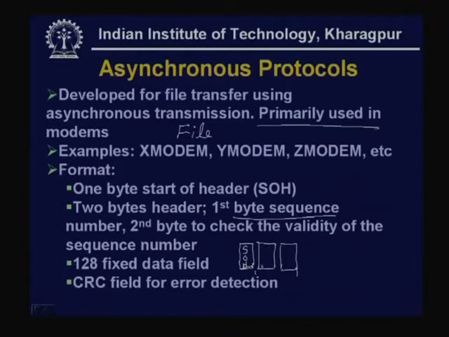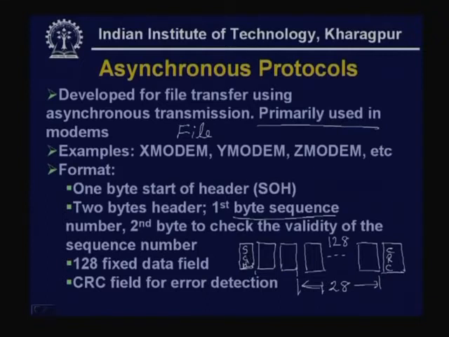Since we are using 1 byte for the sequence number, the number of blocks that can be numbered is 128. So it is restricted to 128, and after that there is a 128 byte fixed data field. After that 128 byte data field there is a checksum or CRC that is only 1 character, that means 8 bits. So this is the frame format, and here you have the 128 data bytes and finally the check character. This is how you can send one file or one frame.